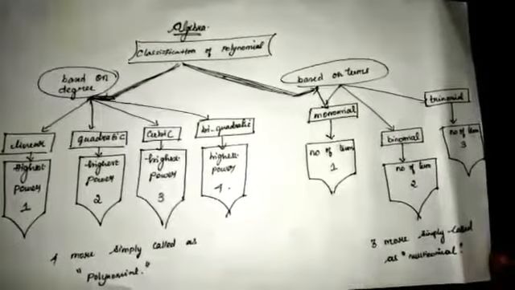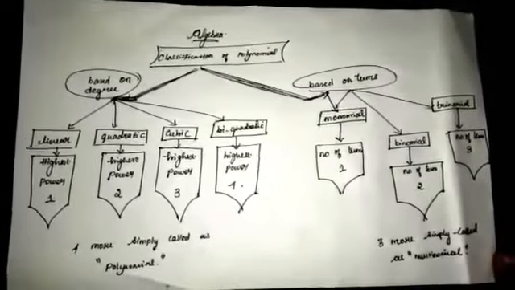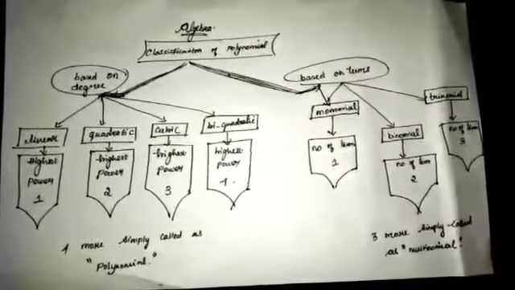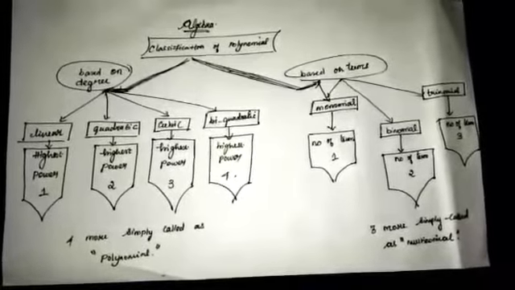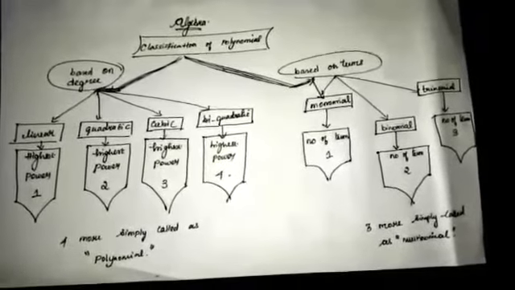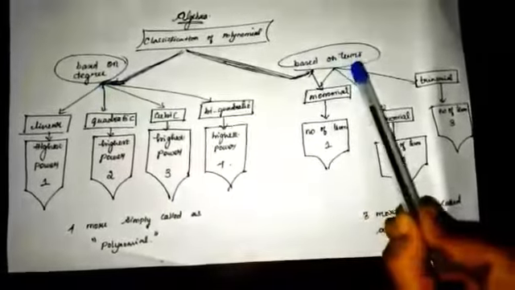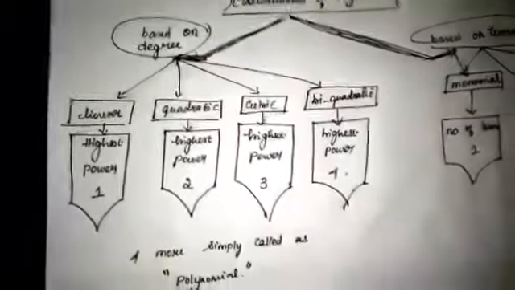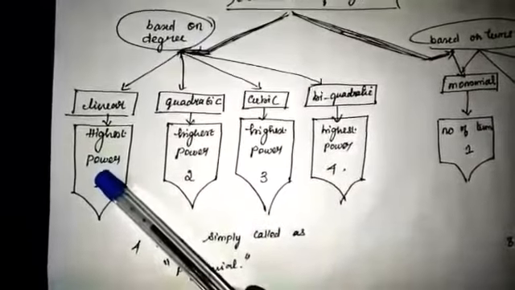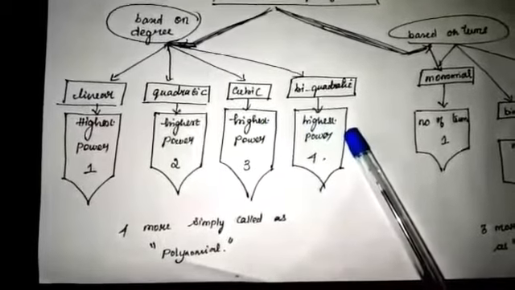So before starting to explain quadratic equations, I want to recall a few things in algebra. We already studied last year the classification of polynomials. The classification of polynomials is based on two things: based on degree and based on terms. First, I will explain based on degree. Based on degree, there are four classifications: linear, quadratic, cubic, and biquadratic.